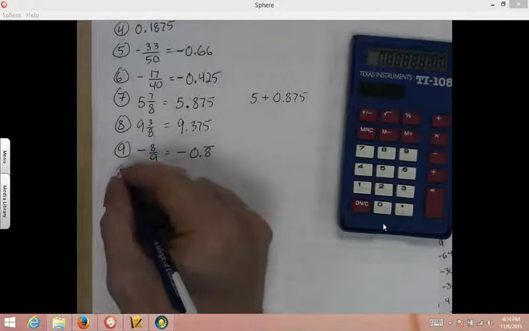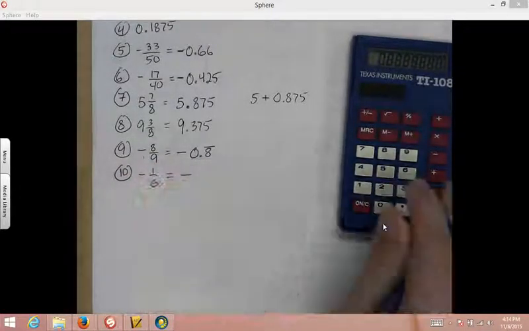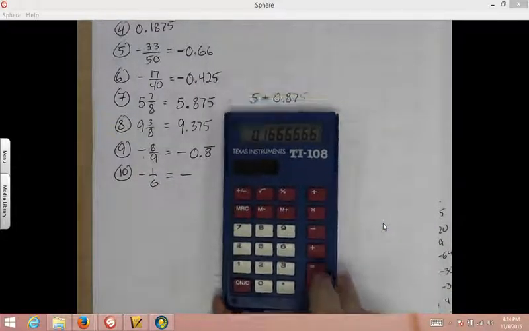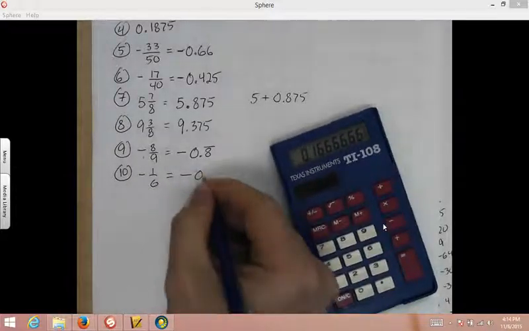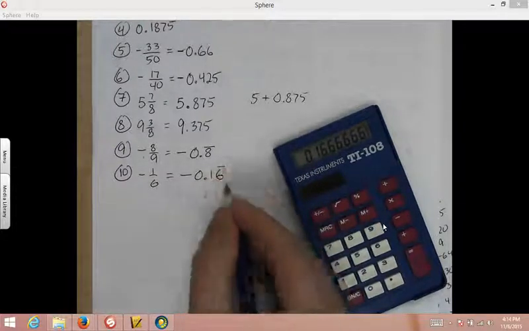I got number 10 right here, negative 1/6. I know it's going to be negative because it's negative there. 1 divided by 6. So look at that, 0.1 and then all 6's. So I'm going to write the 0.1. I don't put a bar over the 1 because that doesn't repeat. Just the 6's do. So I put a bar over the 6.